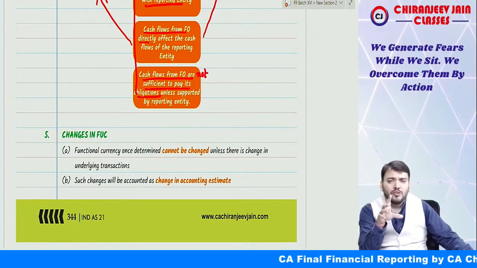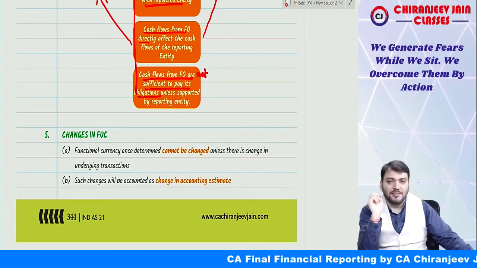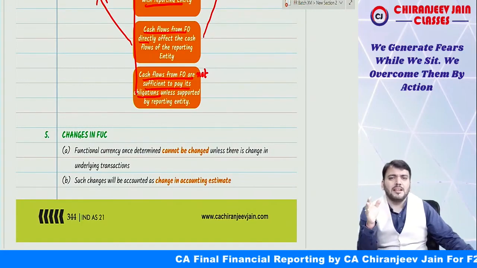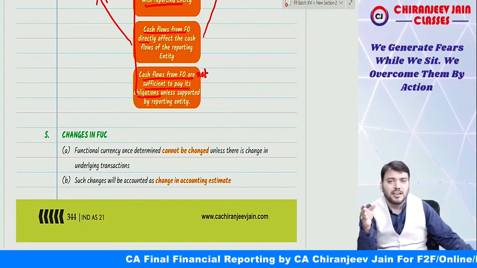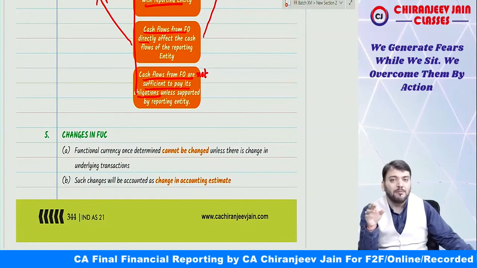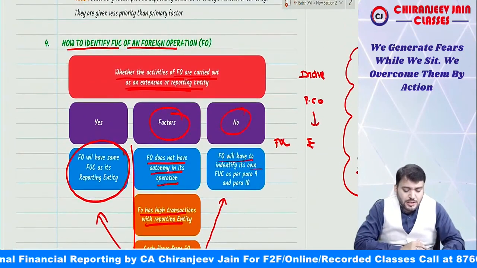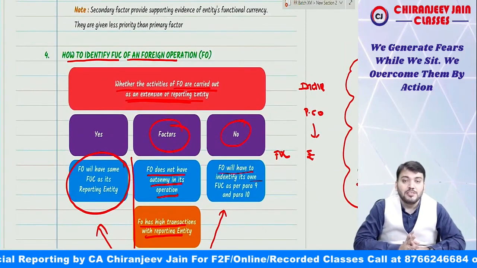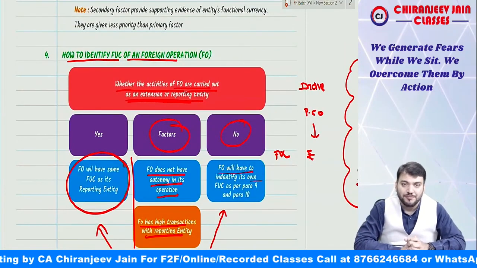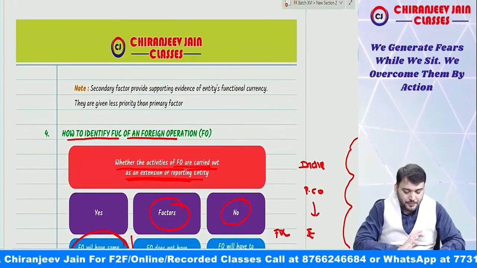Last class, we started Ind AS 21. We have done what is functional currency and how to identify functional currency. Have you understood that? We have also done how to identify functional currency for a foreign operation. I hope you have understood.